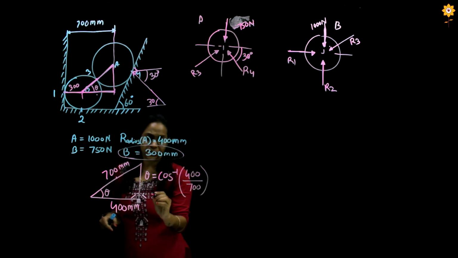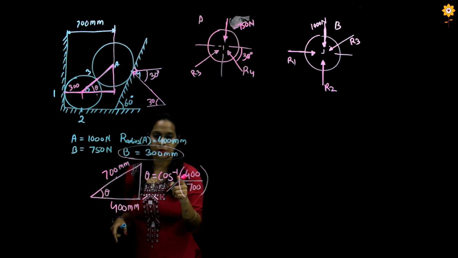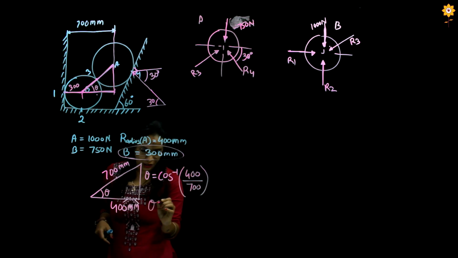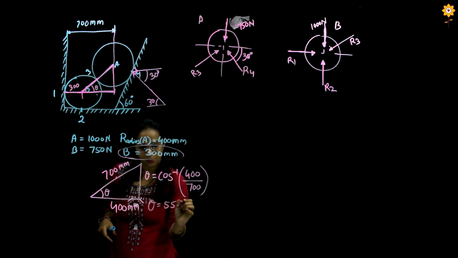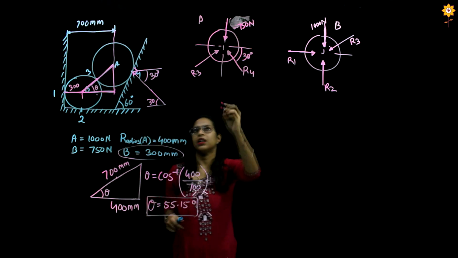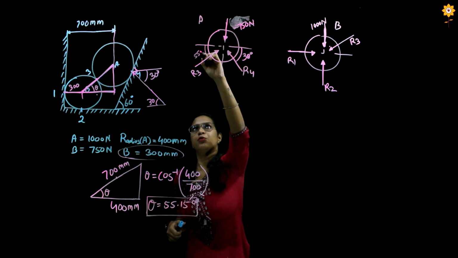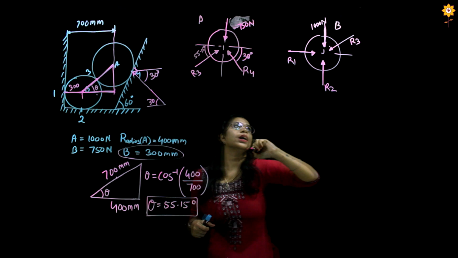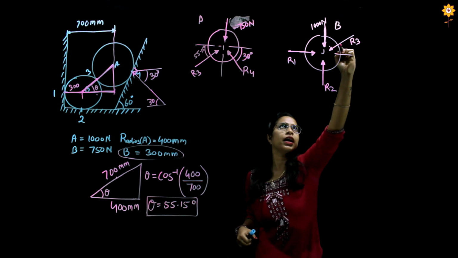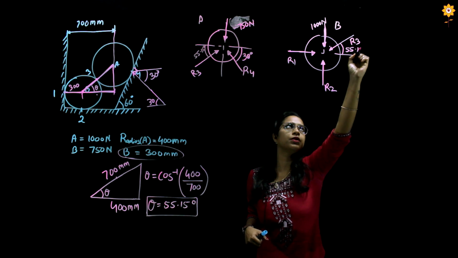So now cos theta is equal to 400 upon 700. So bringing cos back here, it would be cos inverse, so theta would be 55.15 degrees. So I have theta now, and theta would be here, which is 55.15. And next I have theta here also, that would be the same, it is 55.15.